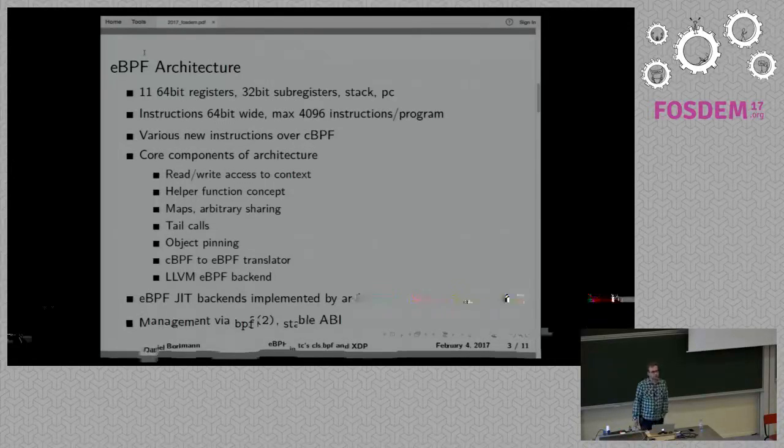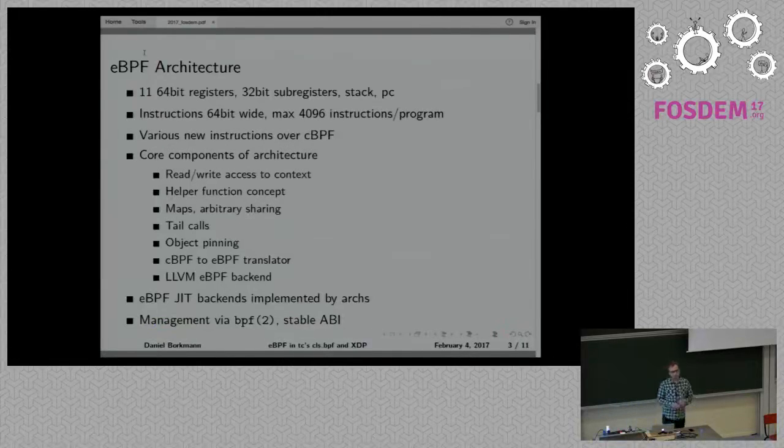Some of the core components of the architecture are that you have read and write access to the input context. The input context, as I mentioned, for example in TC, is a socket buffer. In XDP, it's a small representation where you can access the network packet. Then you have a helper function concept, which means that the kernel exposes a fixed, defined set of helpers, or functions, that the BPF program can call into. So it cannot call arbitrary kernel memory, but just a fixed set.